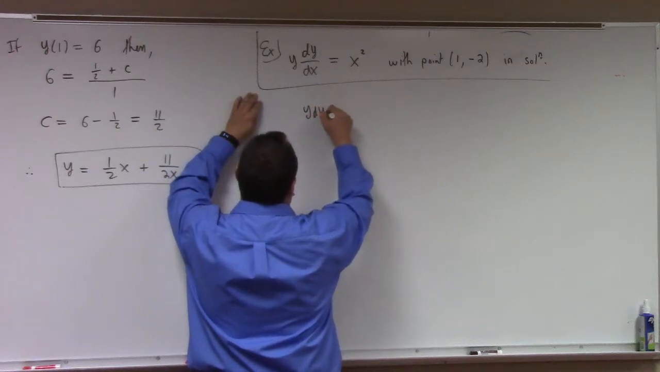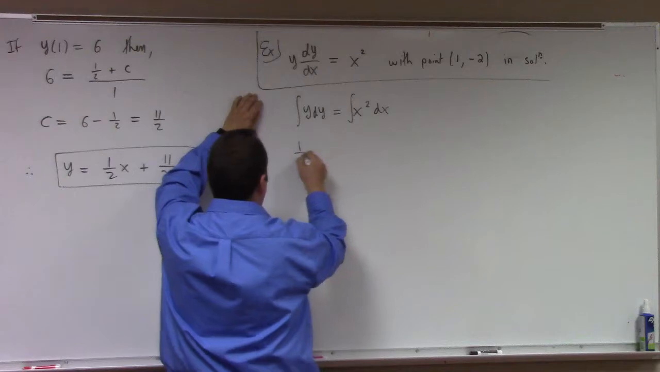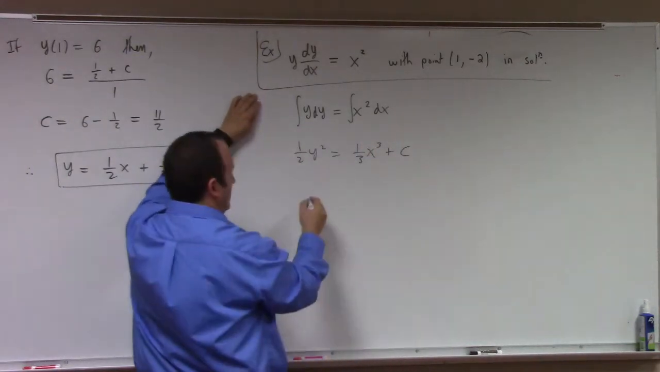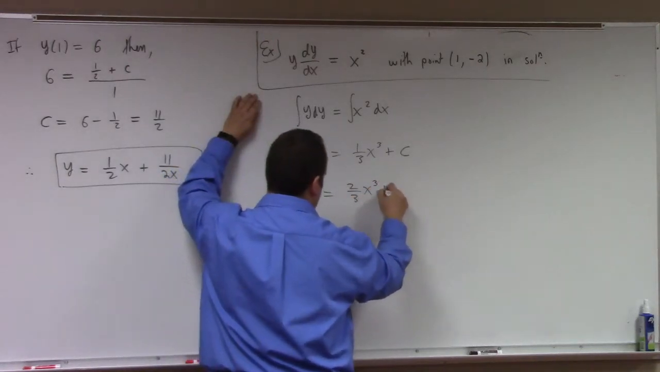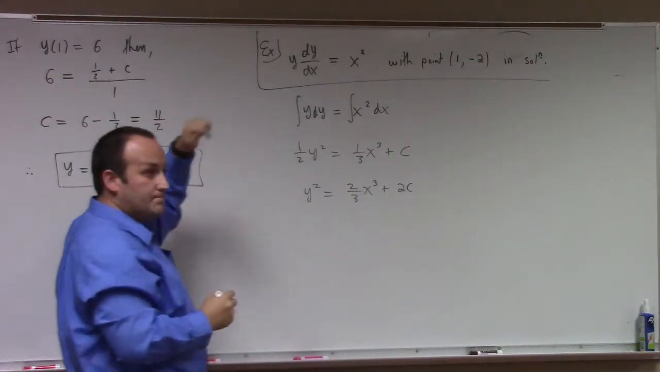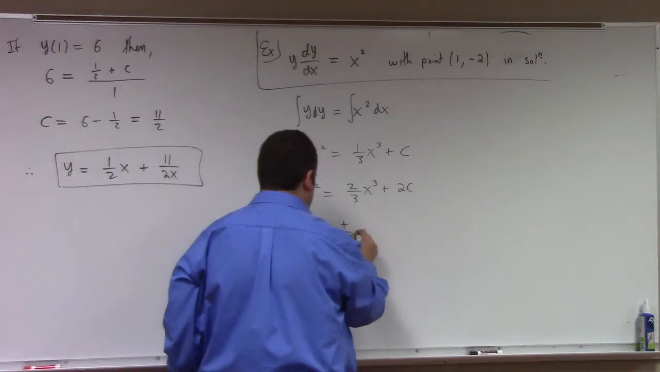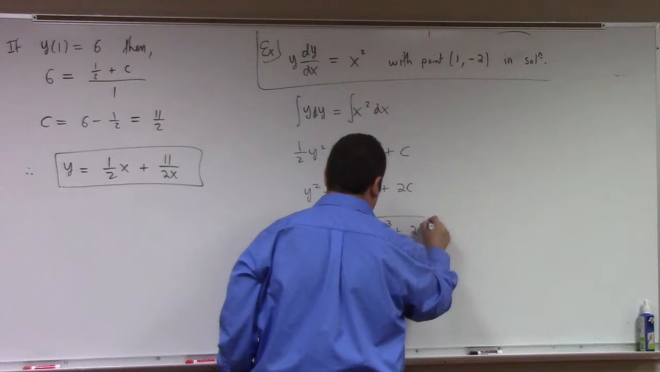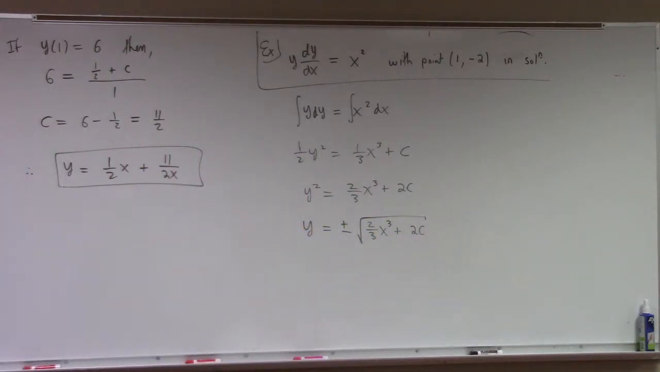So we got y dy equals x squared dx. Yeah, integrate. 1/2 y squared is equal to 1/3 x cubed plus a constant, which gives me that y squared is equal to 2/3 x cubed plus twice that constant, right? And so what does that give me? That gives me y is equal to plus or minus, yeah? The square root of 2/3 x cubed plus 2 constants, right? The plus or minus generally depends on which one you choose, depends on what's your initial data, right?